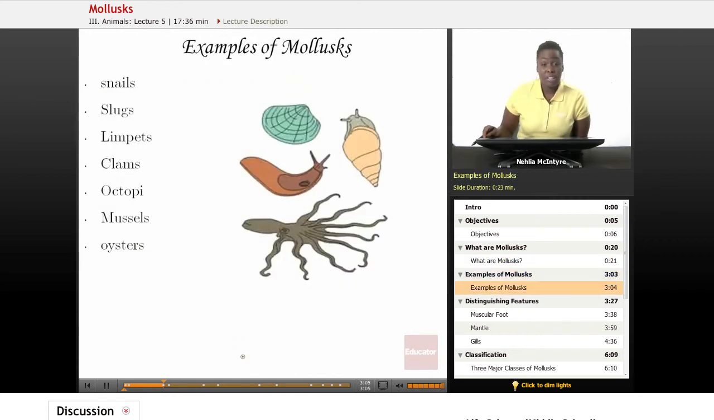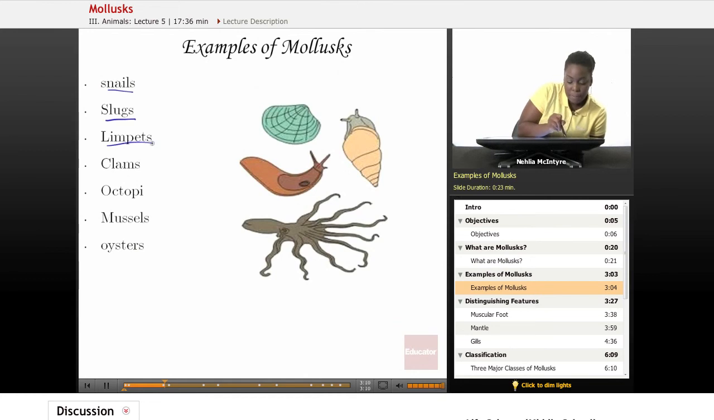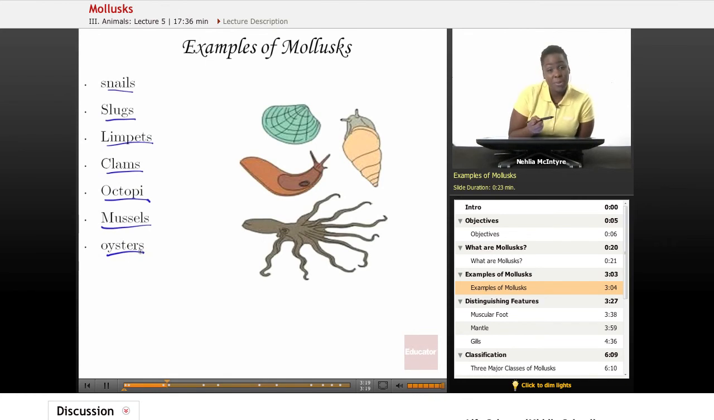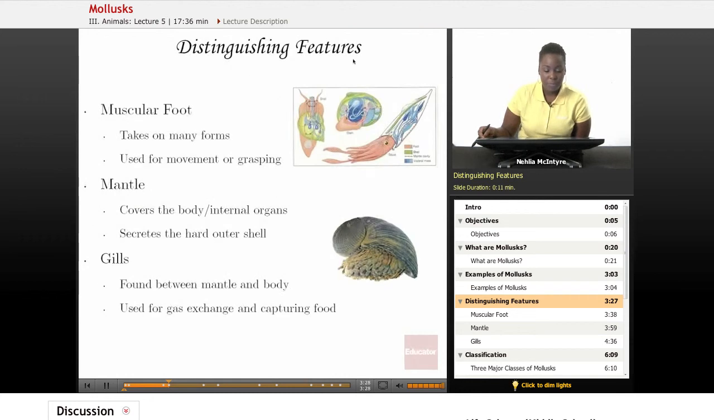Some examples of mollusks that you may have heard about would be things like snails, slugs, limpets, clams, octopi, which is just the plural for octopus, mussels, and oysters. A lot of the seafood that we used to eat as a food source would be categorized in this group, mollusks. So let's talk about some distinguishing features that mollusks have to help you identify whether or not this animal that you may have seen on the beach is actually a mollusk.